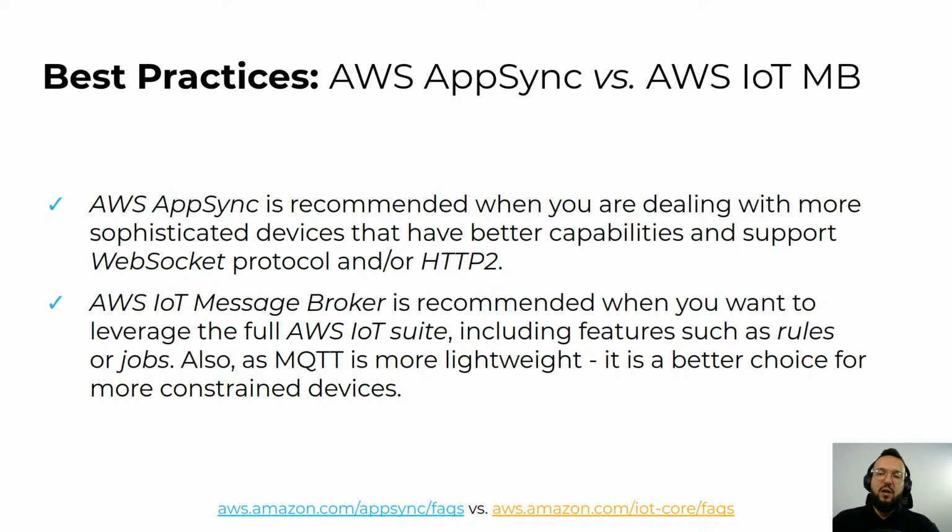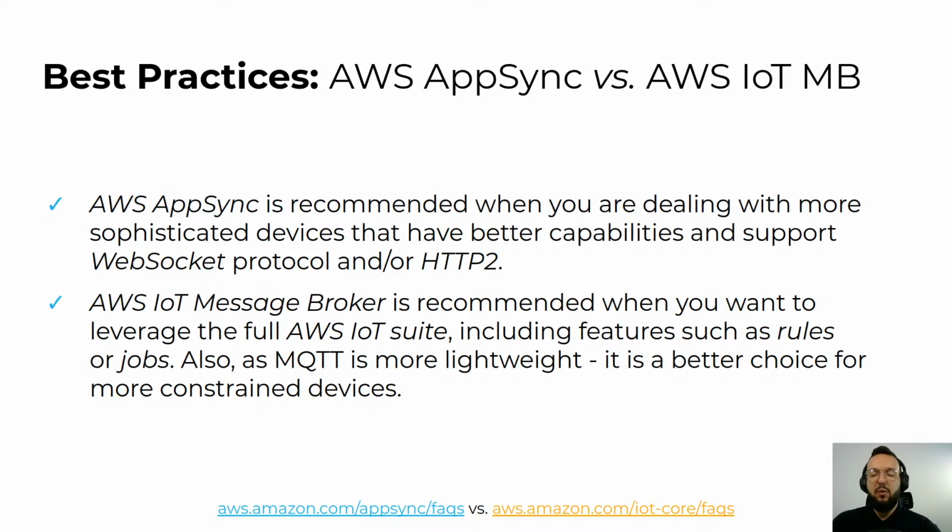The difference between AWS AppSync and AWS IoT Message Broker is also pretty obvious. AWS AppSync is recommended if you are dealing with more sophisticated devices that have better capabilities and support for the WebSocket protocol or have support for HTTP2, for example. On the other hand, Message Broker is recommended when you want to have the MQTT protocol, and if you would like to integrate with the AWS IoT suite and include features like rules and jobs.